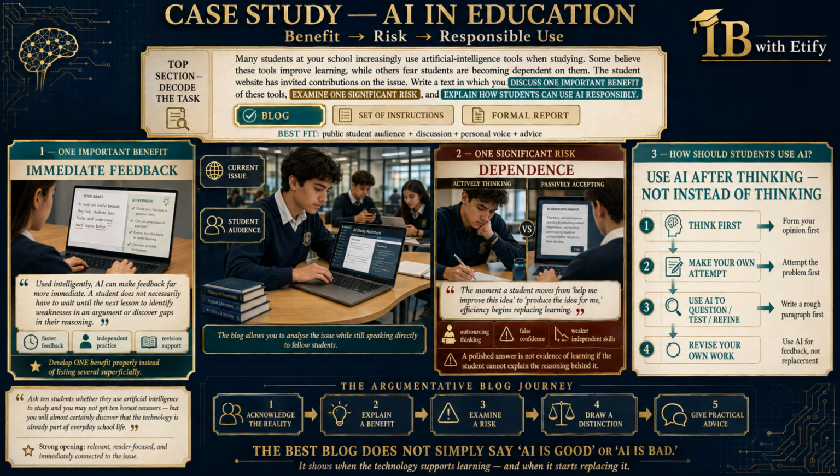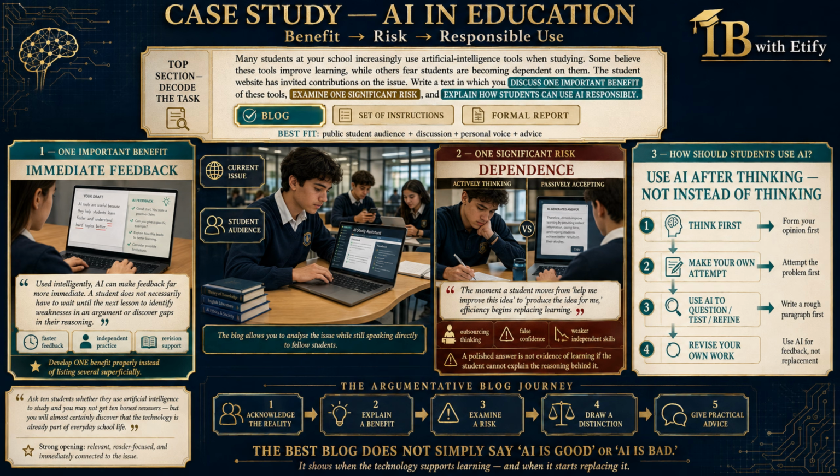Now let us consider a blog whose purpose is primarily argumentative rather than experiential. Here is another Paper 1 style prompt. Many students at your school increasingly use artificial intelligence tools when studying. Some believe these tools improve learning, while others fear students are becoming dependent on them. The student website has invited contributions on the issue. Write a text in which you discuss one important benefit of these tools, examine one significant risk, and explain how students can use them responsibly. Blog, set of instructions, formal report.